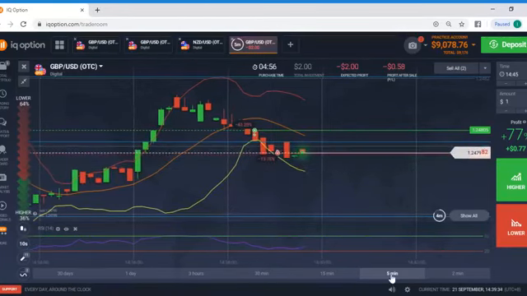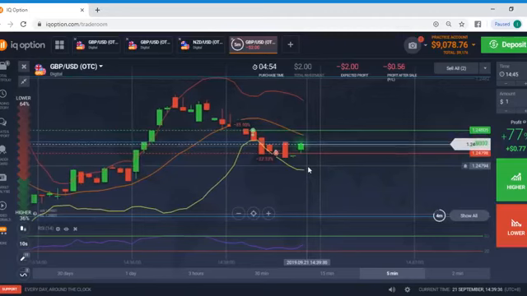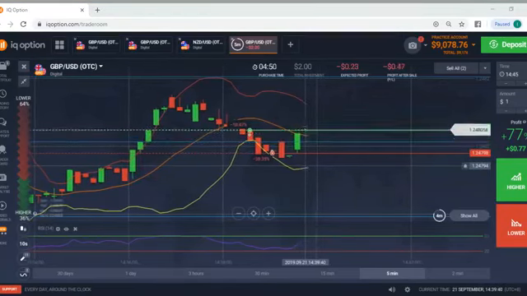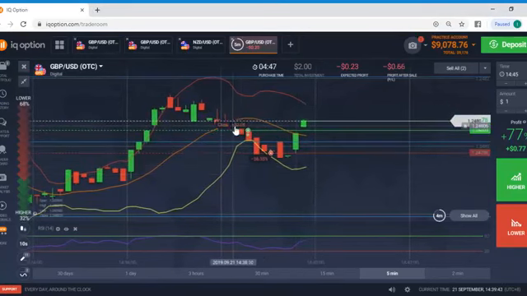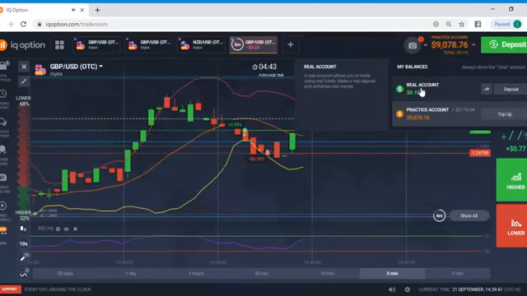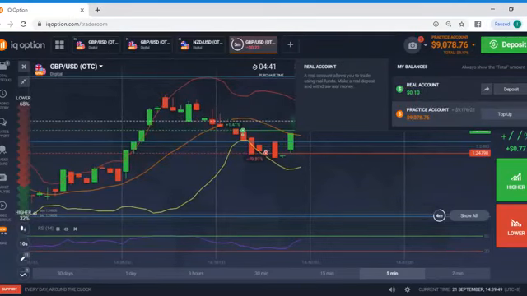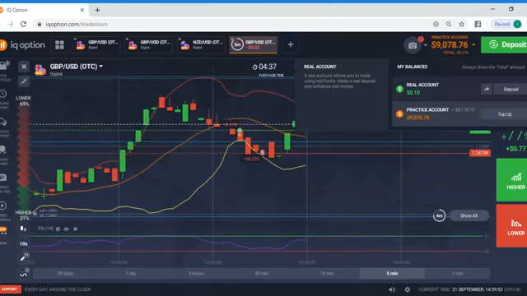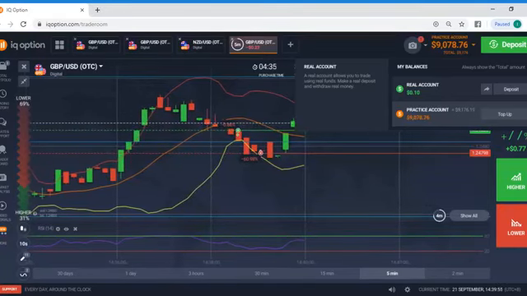So we're trading the 5-minute time frame here. Go on real account, please. No, I didn't put any money there right now. All you have to do is just change it to real account. And this portal will allow you to trade even with as low as $10.